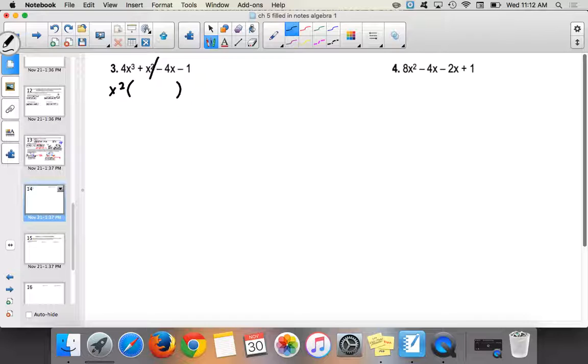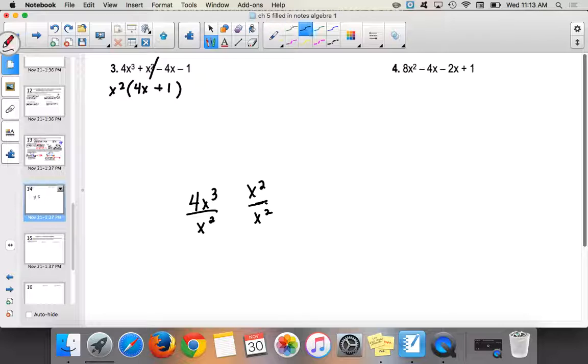When I do that, think about what you have in parentheses. So if I had 4x cubed and I divided by x squared, what's left? 4x, right? So I need a 4x. If I take the x squared and I divide by x squared, what's left? X squared over x squared is 1. A lot of people will forget that 1, but you need it.